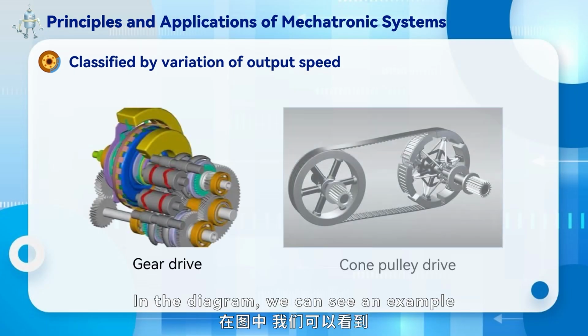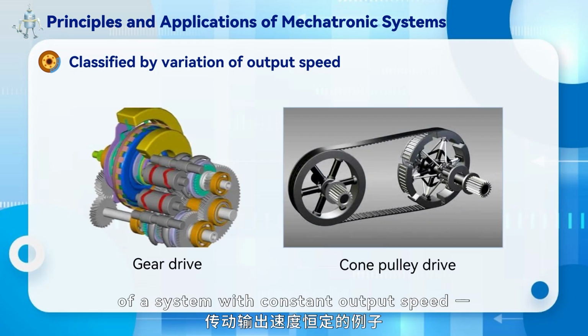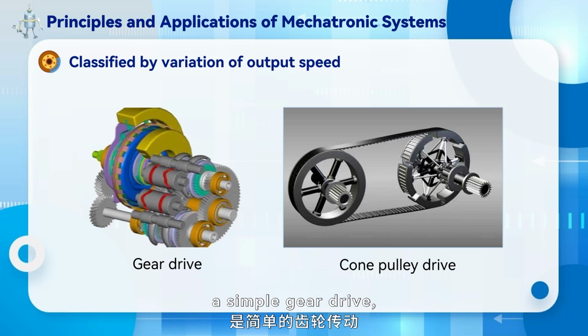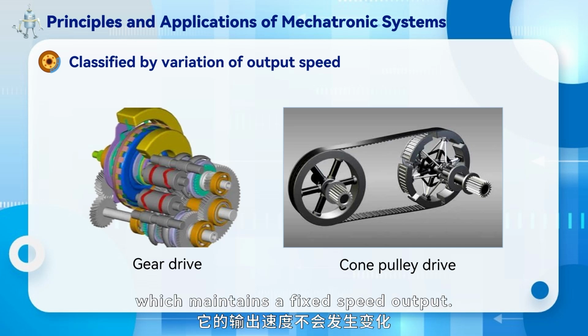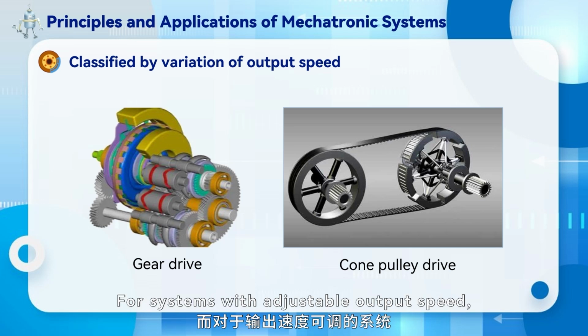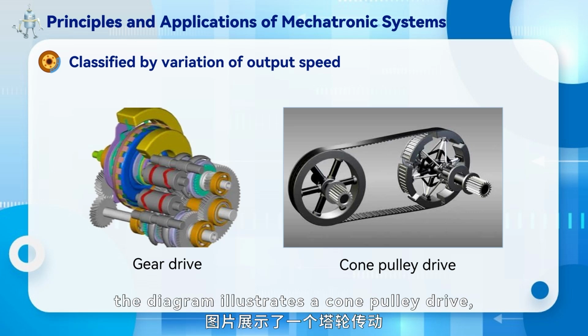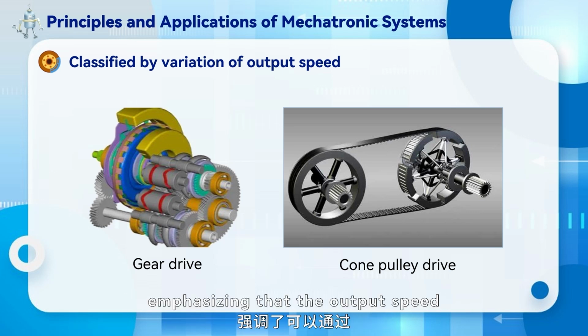In the diagram, we can see an example of a system with constant output speed, a simple gear drive, which maintains a fixed speed output. For systems with adjustable output speed, the diagram illustrates a cone pulley drive, emphasizing that the output speed can be regulated by changing the belt position on the pulleys.